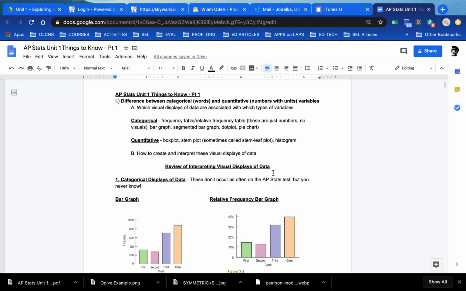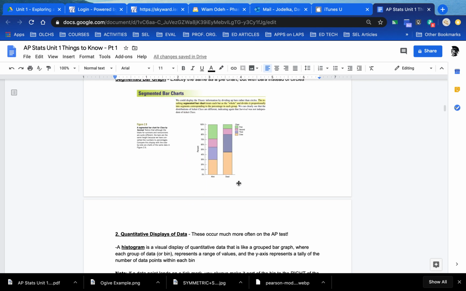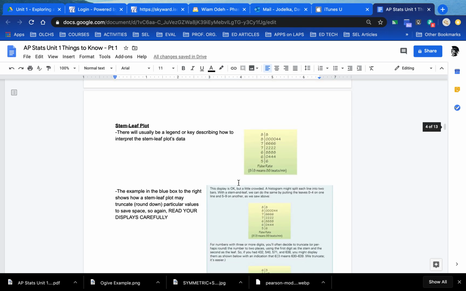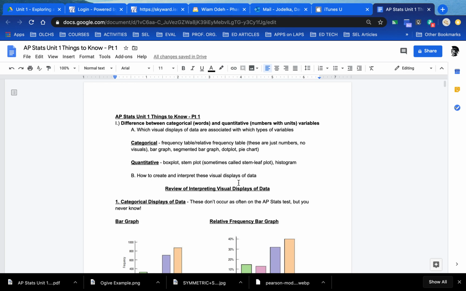A lot of it might seem like I'm teaching. I'm just scrolling through here, and a lot of these displays you might not see on the AP test, and that's okay. It's all about getting your brain to think about interpreting a graph of some kind and knowing what you're looking for. That's a good thinking skill that'll help you guys out. So, things to know, part one.